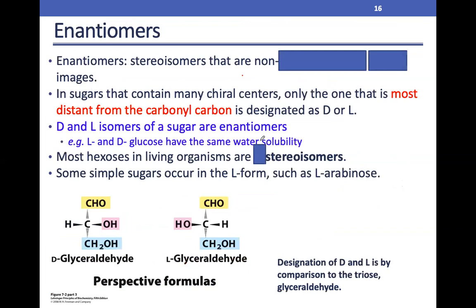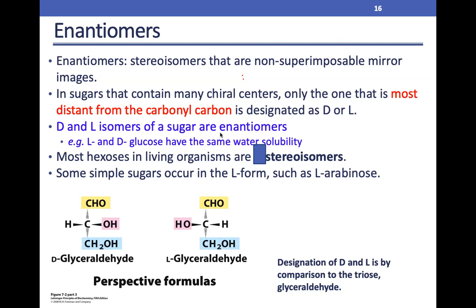Okay, so going back to enantiomers, remember I told you there were two criteria for enantiomers. Non-superimposable, good. That's one of them. And what's the second one? They have to be what kind of images? Mirror images. Mirror images, perfect.